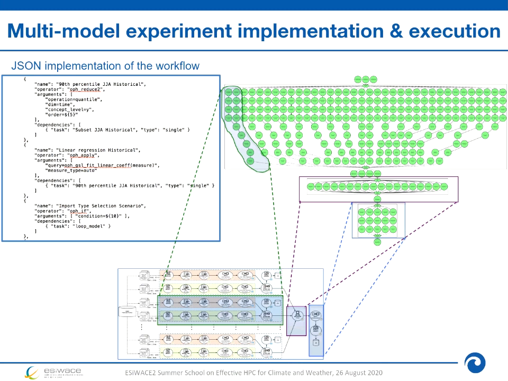Here we can see a very brief snippet of the JSON code that has been implemented to handle this workflow. Here in the upper right part of the slide, you can see the workflow once it has been completed. You can see that there are 18 parts in the first block of the workflow, each one associated to a specific model. Then, when all these 18 parts are completed, they can be considered together in order to compute some statistical values that will then be used to output some data and maps.